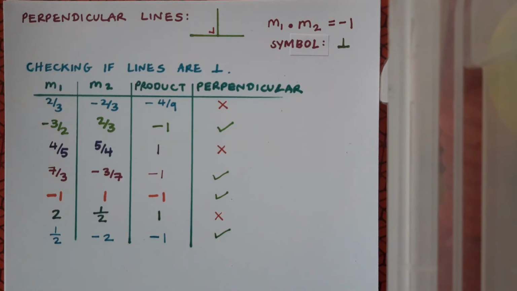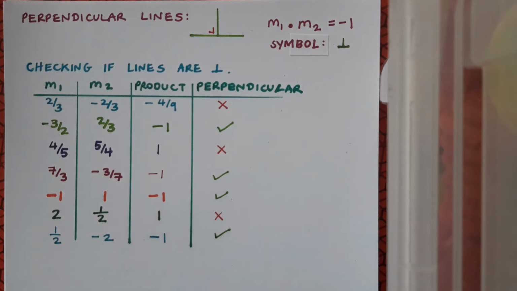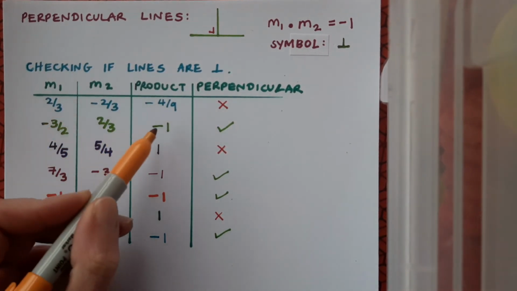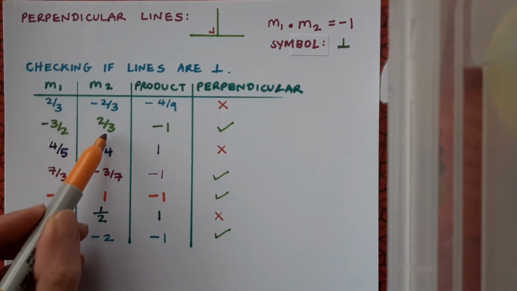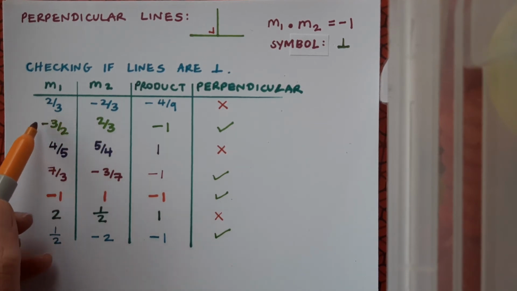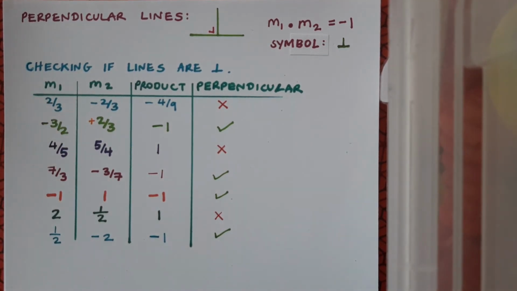Have a glance back through the cases where the lines were perpendicular and see, do you notice any relationship between the value in the slope 1 column and the value in the slope 2 column? Pause the video while you have a think about this. You might notice something about what has happened in these two columns when I get a result of -1. Here I've got -3/2. To get the value in the second column, I can flip this fraction over and change its sign, changing it from a negative to a positive, and just flipping the fraction.